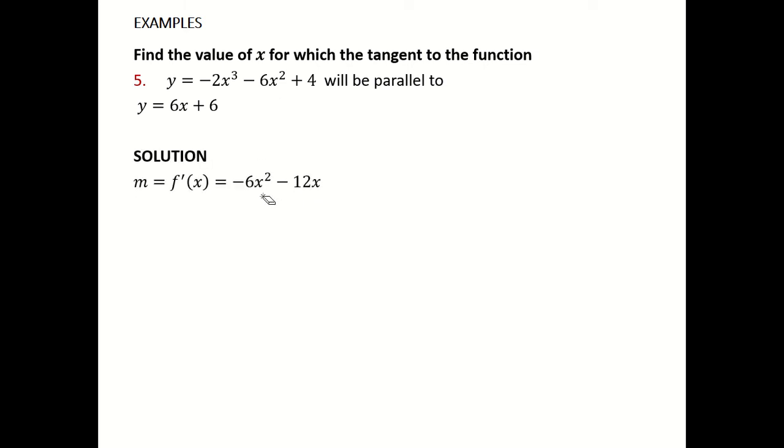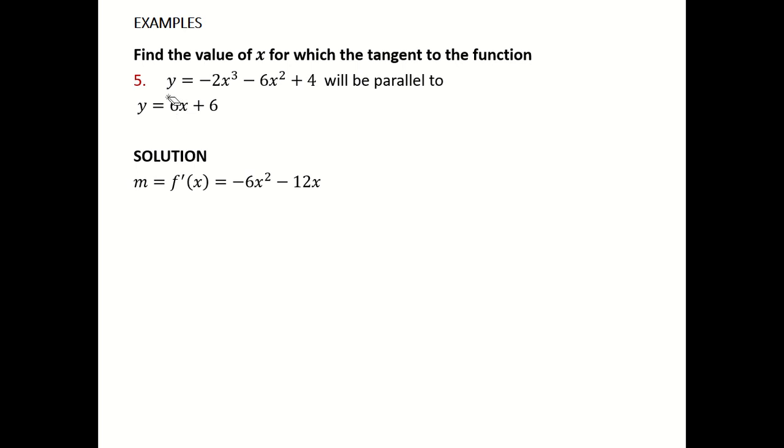And this is the gradient of the original function. That times that will give you minus 6. You minus 1 from 3, you're going to be left with 2. 2 times 6 is 12, and from 2 you minus 1, you'll be left with x to the exponent of 1. But you are given m.